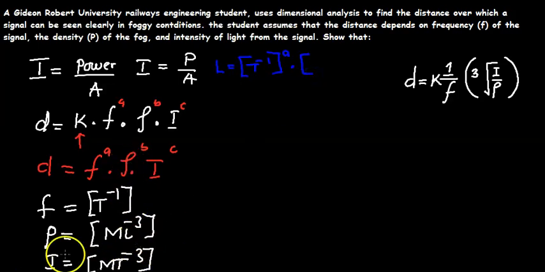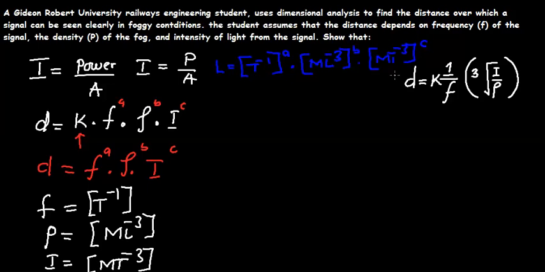And what we have as density, which is ML negative 3. Remember, the exponent for this is going to be b. The last but not the least, which is the intensity, which is MT negative 3, and here we're going to have our exponent to be c. So what we are supposed to do at this point is to simply expand the right hand side.